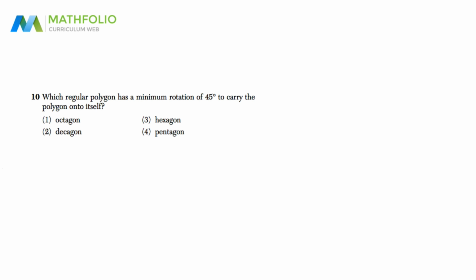Okay, question number 10. Which regular polygon has a minimum rotation of 45 degrees to carry the polygon onto itself? So let's think about what this means. Now, if I just take a shape like, let's just say a pentagon, and it's saying a regular shape, meaning that all sides are the same. So right now, I'm not saying that this is the answer. I'm just pondering, I'm just thinking about what it means to rotate it onto itself. So here's the center.